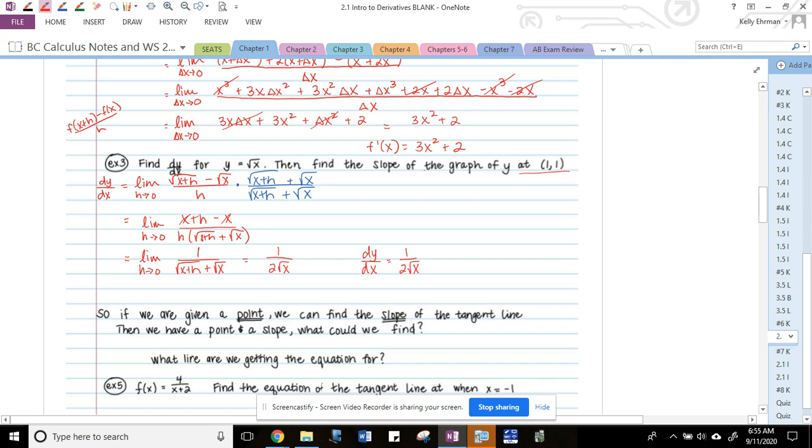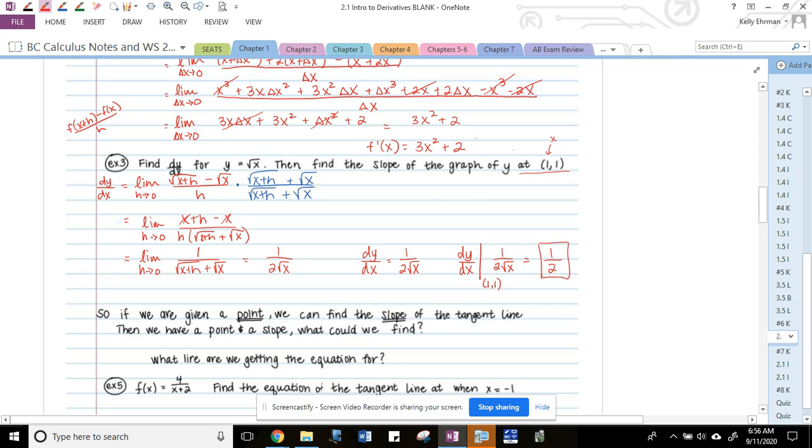Evaluate this slope, or find this slope, at (1, 1). So the only thing I need from this is the x value. Here's a way to write that notation: the derivative dy/dx evaluated at the point (1, 1). That little vertical line with the point down here is a nice shorthand way of saying I'm going to plug that in. 1 over 2 radical x would equal 1 over 2 times the square root of 1, so 1 over 2.